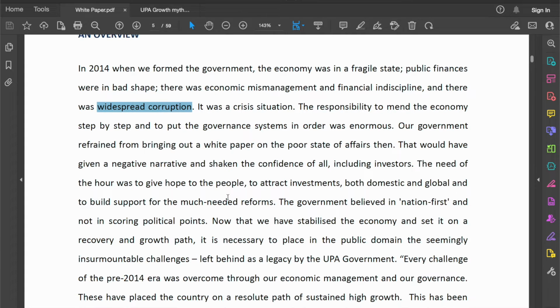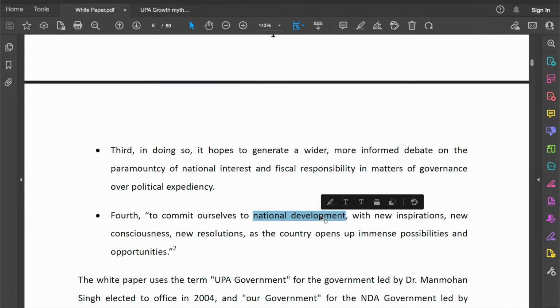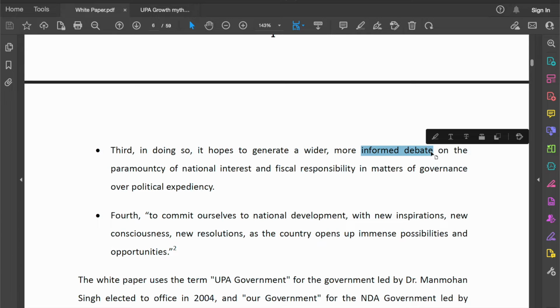After some time, they talk about the objective of the white paper. So based on this third objective, which is the more informed debate, I would like to start this episode, which is basically to understand the nitty-gritties of this white paper and unravel how things have changed in the last 10 years compared to the 10 years before that.